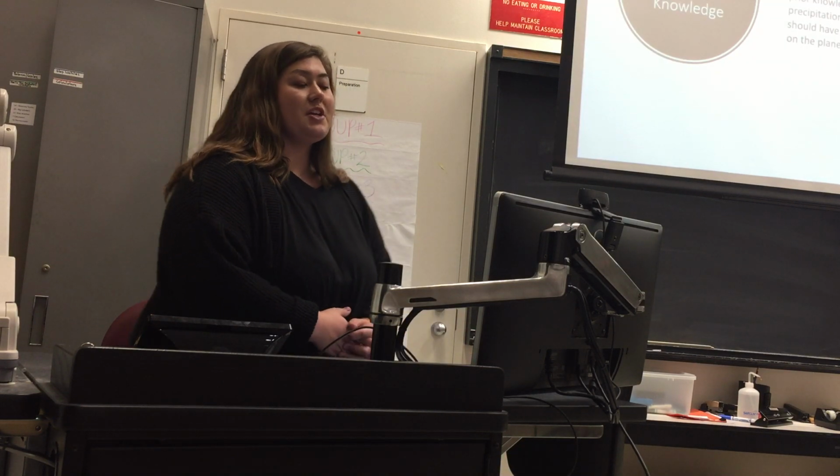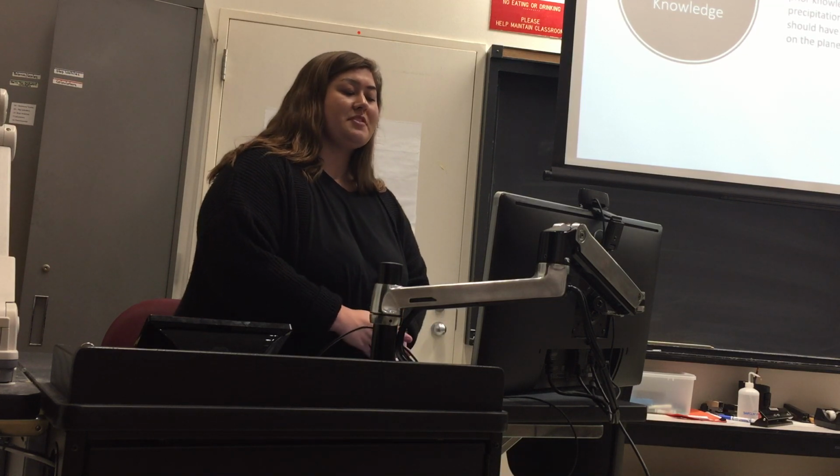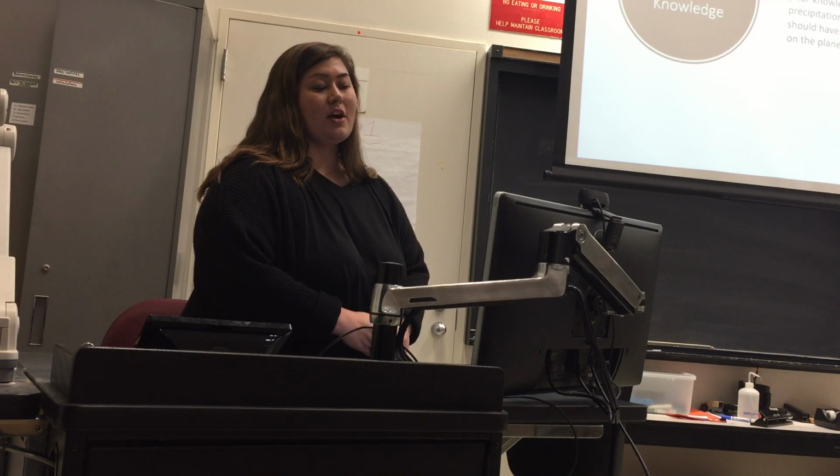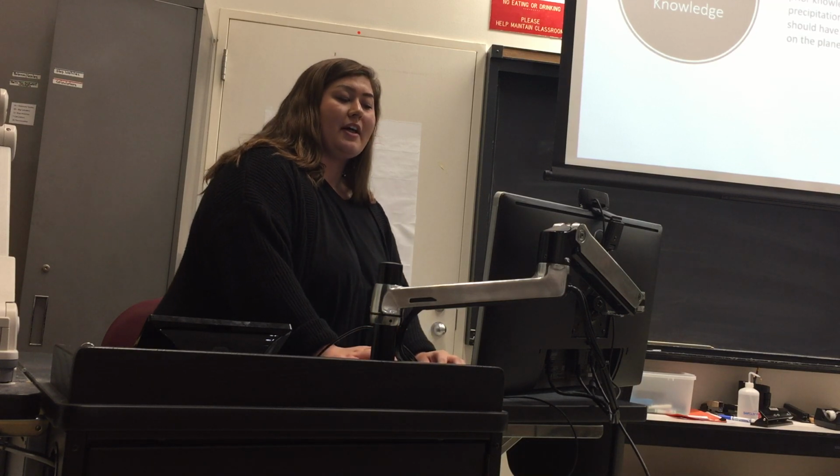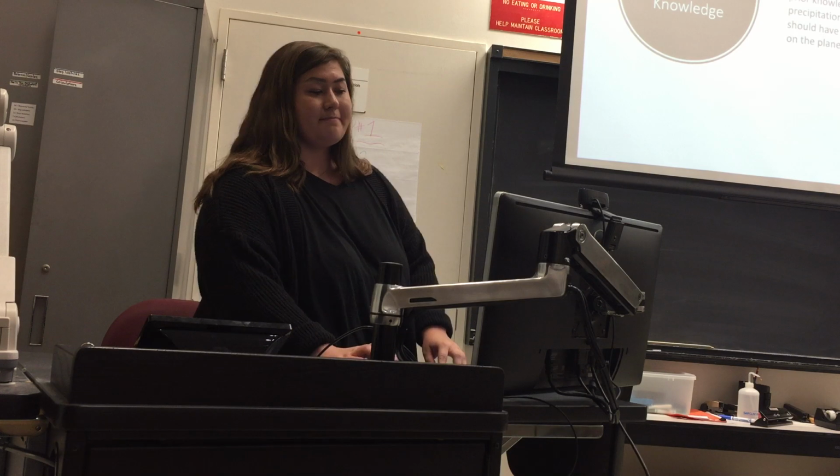For students' prior knowledge, in order to understand this lesson, students will have prior knowledge of the weather, knowing the different types of precipitation such as rain, sleet, snow, or freezing rain. Students should have prior knowledge that the sun is a form of energy on the planet.